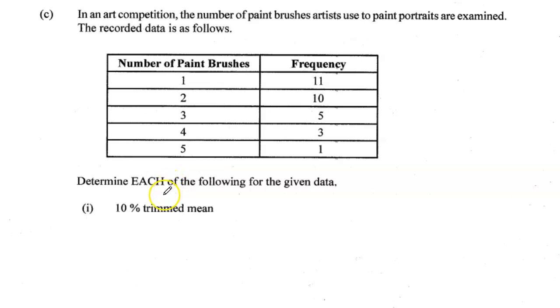So calculate a 10% trimmed mean. For a 10% trimmed mean, we need to find 10% of n. And what's n? N is the number of paintbrushes here. So let's calculate it. 11 and 10, that's 21, and 5, that's 26, and 3, 29, and 1, 30. So 30 paintbrushes in all.